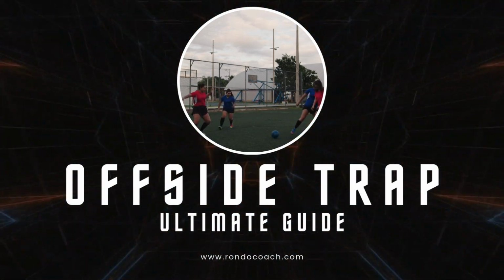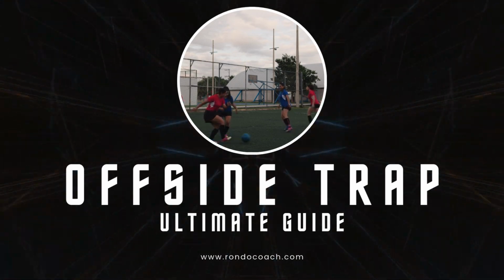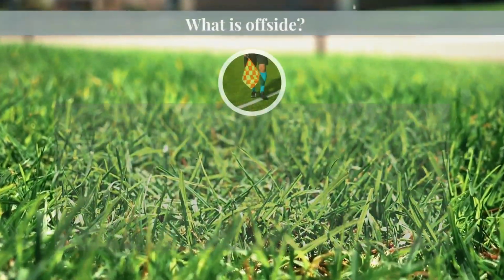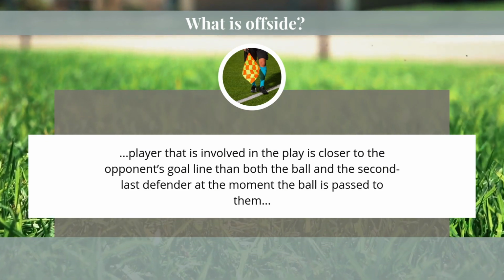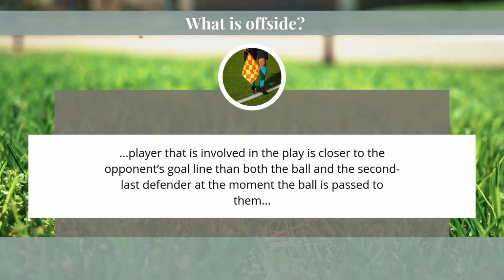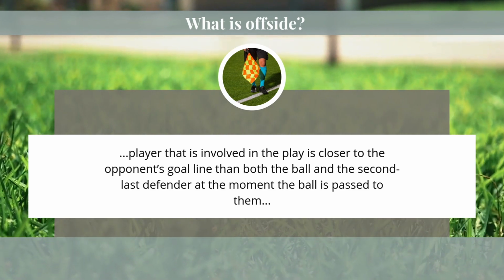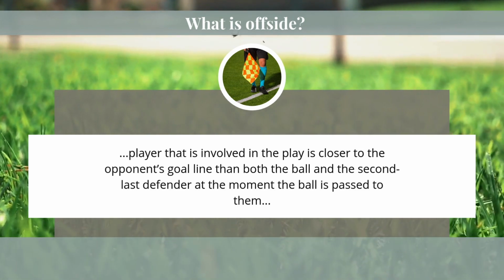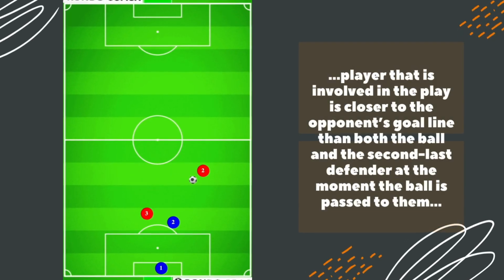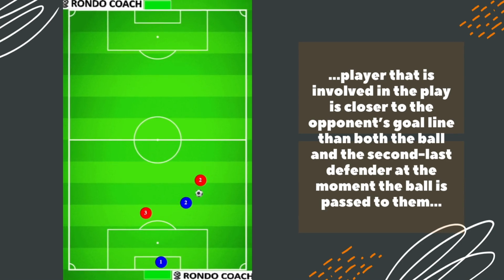We'll talk about the types of offside traps you can do as defenders, and soccer hacks on how to avoid getting caught in them. But firstly, let's define what offside is. When an attacking player that is involved in the play is closer to the opponent's goal line than both the ball and the second last defender at the moment the ball is passed to them, the referee gives a free kick against the attacking team at the spot where the player received the ball.